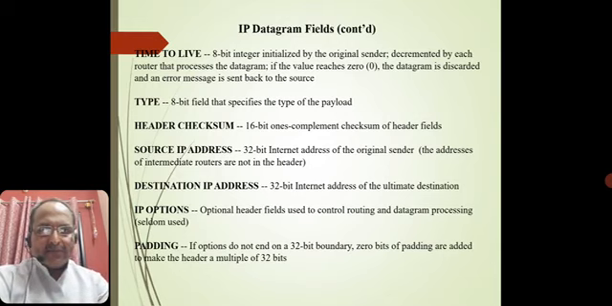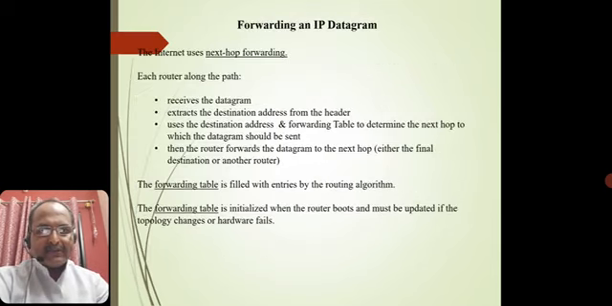And there are the IP options. Optional header fields are used to control the routing, but sometimes they may be skipped. And padding: if options do not end on a 32-bit boundary, 0 bits of padding are added to make the next header a multiple of 32 bits, which is simple.